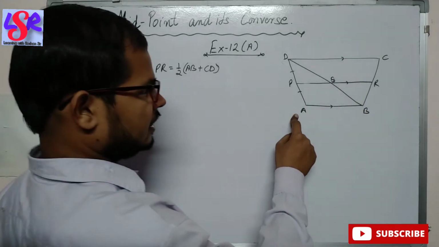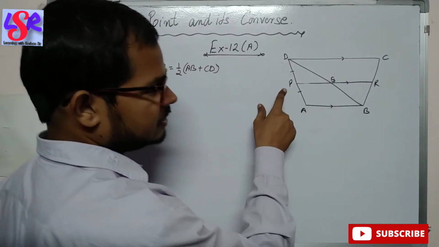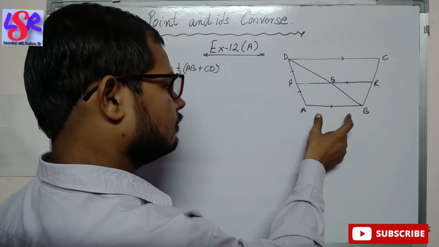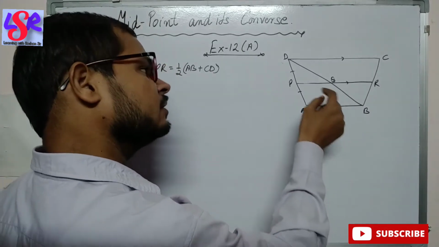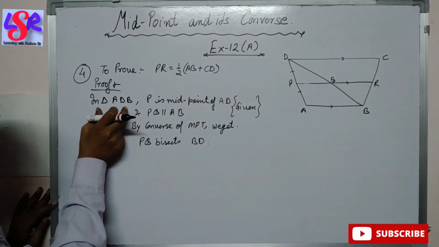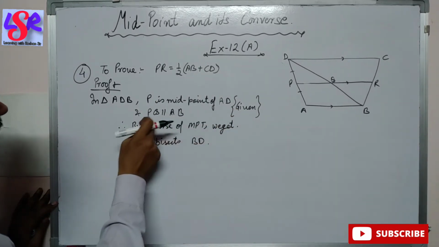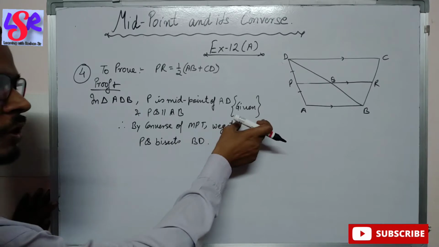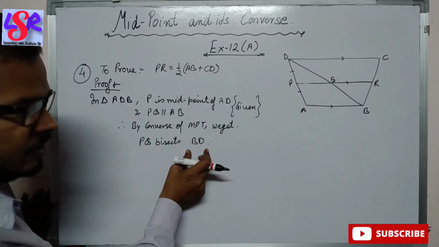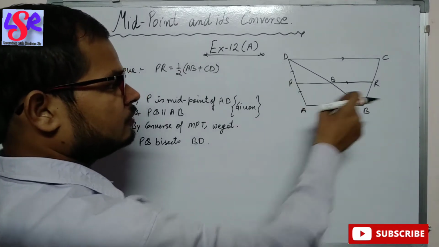Now in triangle ADB, P is the midpoint of AD and PQ is parallel to AB. So by the converse of the midpoint theorem, we get PQ bisects side BD. So in triangle ADB, P is a midpoint of AD and PQ is parallel to AB. These both are given to us. So by the converse of the midpoint theorem, we get PQ bisects BD, that is, Q is the midpoint of BD.